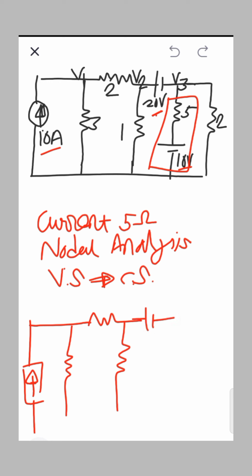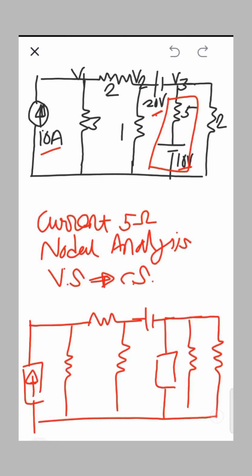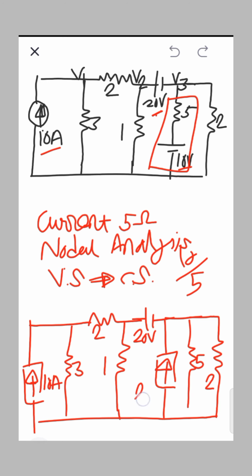Here the voltage source becomes a current source in parallel with the element. Here it would be 10 by 5, which is 2 ampere, and the direction is upward. The 10 ampere source stays as it is.